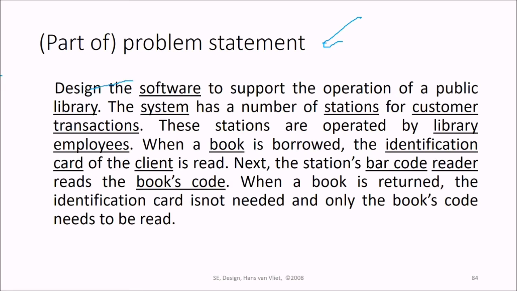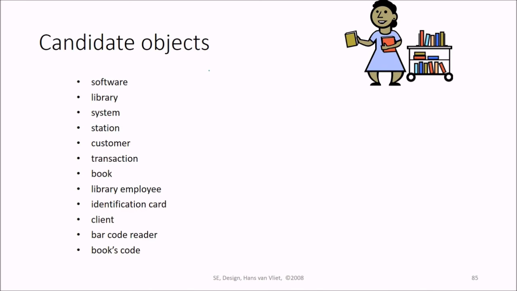So here we have underlined some words and phrases. These underlined words may be verbs, or they may be nouns. The candidate objects would be all these nouns: software, library, system, station, customer, transaction, book, library employee, identification card, client, barcode reader, book's code.